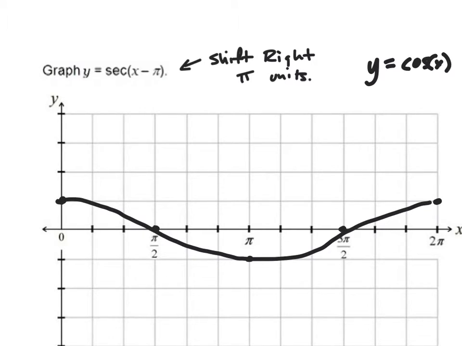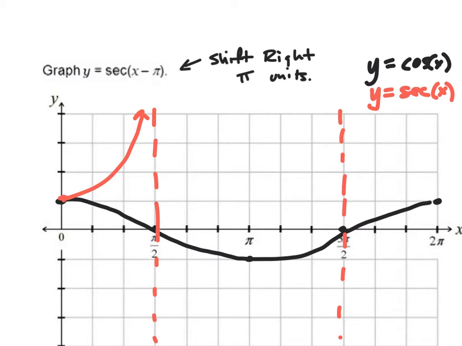other graph. Okay, let's draw in our asymptotes for y equals secant of x. So we're asymptotic here, asymptotic here. Here's my graph that goes like this, my graph that goes here and here, and then this graph that goes up. Okay, so there's my secant graph.